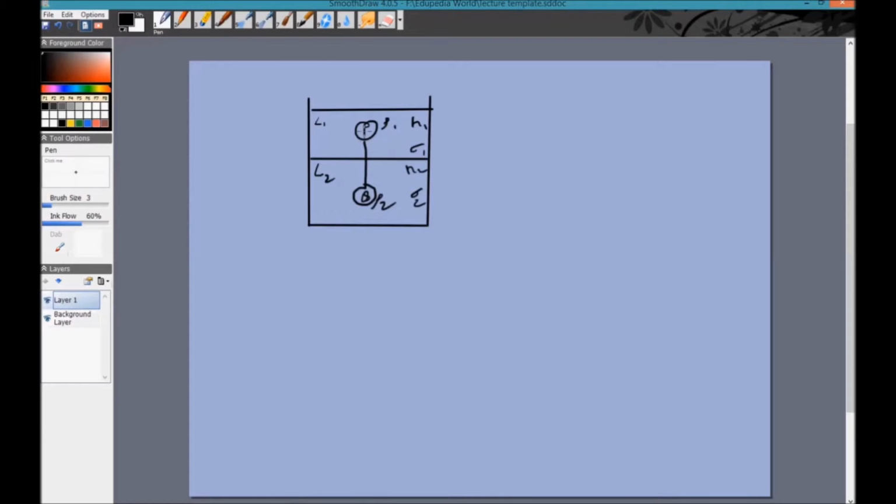If P is kept in L2, that means P will experience a force of buoyancy upwards, and it will experience a gravitational force downwards, and it will experience a drag force. Now P is lighter than L1, that's why it is floating, and L1 is lighter than L2, that's why it's up. So P is definitely lighter than L2. That means P will end up going upwards, right?